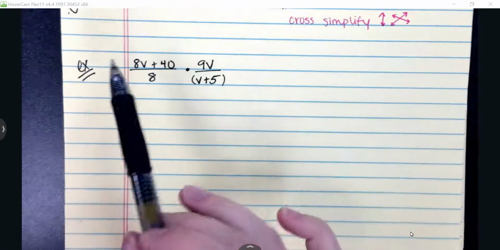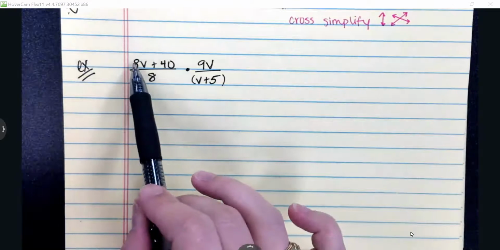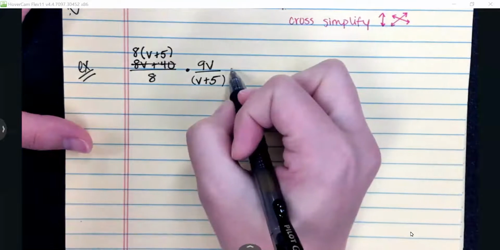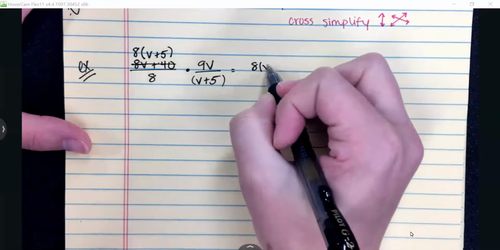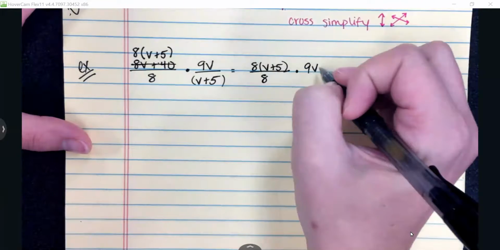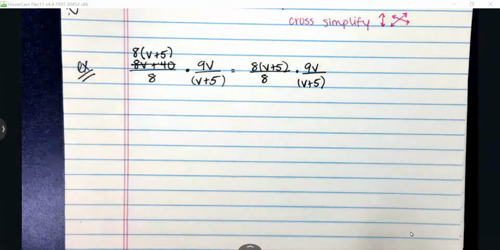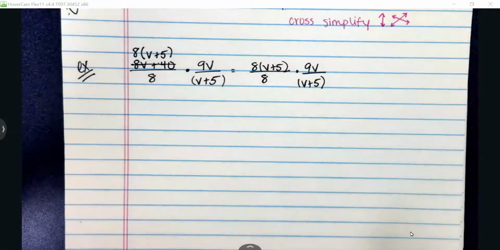The next thing I can see is that 8v plus 40 has a GCF. What can I take out of 8v plus 40? So I'm going to rewrite this as an 8 parentheses v plus 5. So I'm going to rewrite my problem just so it's nice and neat. 8 times v plus 5 divided by 8 times 9v over v plus 5. I can simplify up and down, and I can simplify diagonally. What's one thing I can simplify?